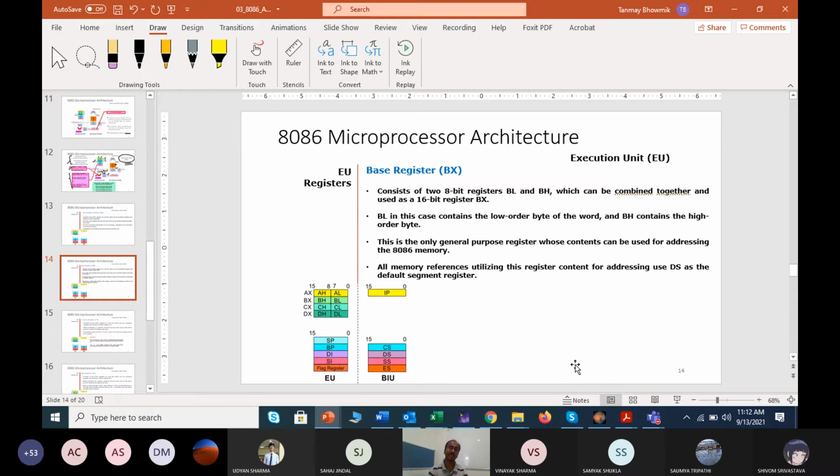Now, think about the difference between accumulator and base registers. Accumulator is actually for performing operations, for calculation in the register, when you are asked to perform some operations. So your accumulator is activated. Now base register. As the name suggests, base means from where you are actually starting. So the base register is for addressing the 8086 memory.